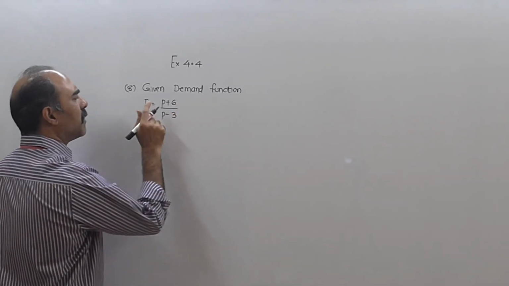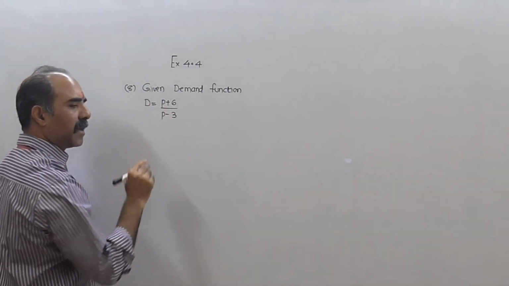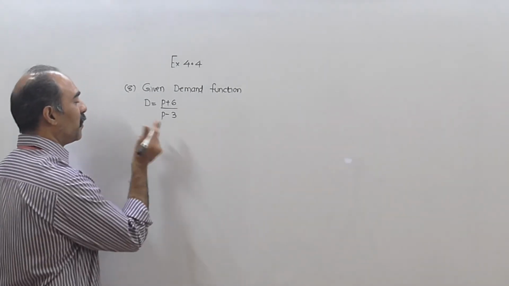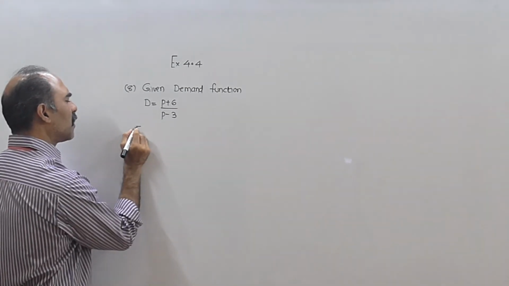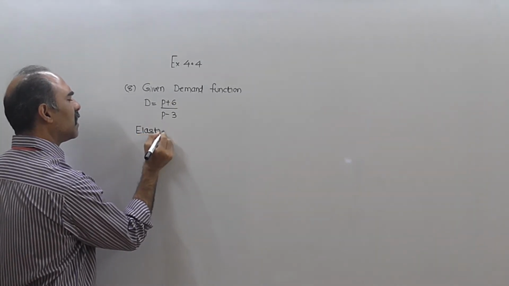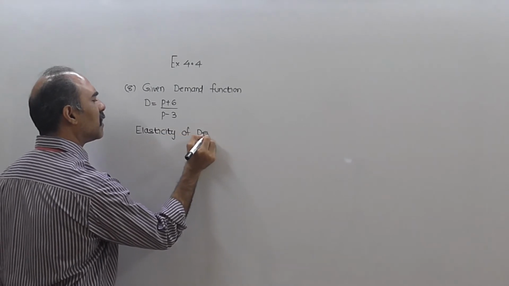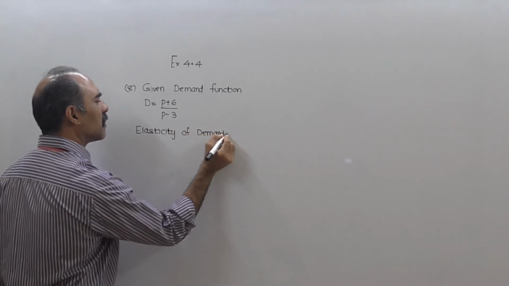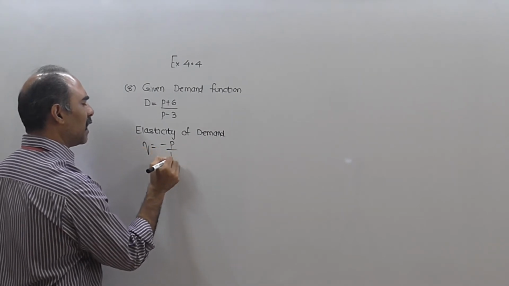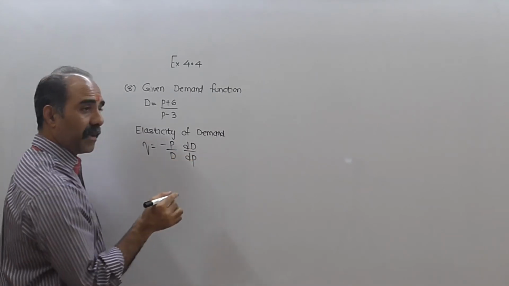They have given that the demand function is D equal to P plus 6 upon P minus 3. You have to find the elasticity of demand when P equal to 4. So the formula for elasticity of demand is eta, that is equal to minus P upon D multiplied by dD upon dP.